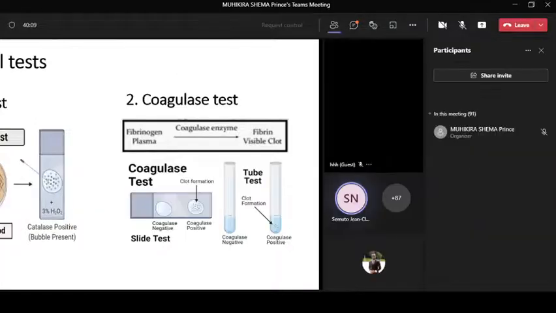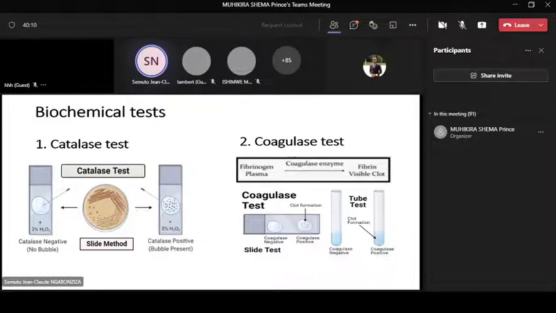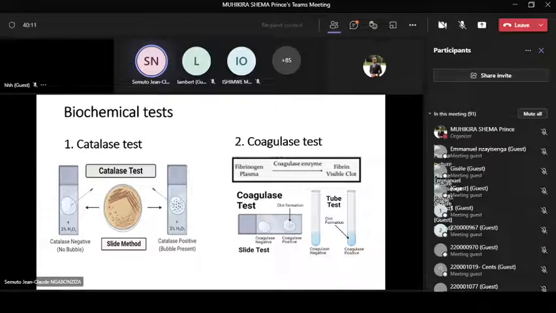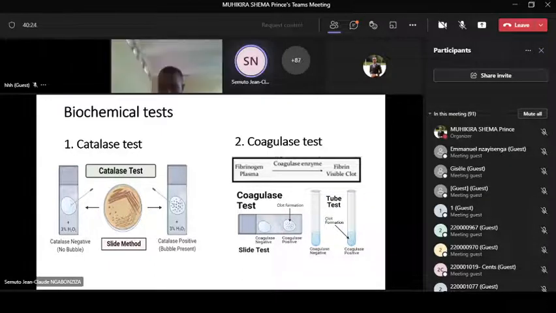If the bubbles are present, then the reaction is positive, meaning the bacteria is producing catalase. Catalase negative, there is nothing. You can see the colony can be put here, and this is a direct reaction. You don't wait, you just do it, and you see the positive or negative reaction.